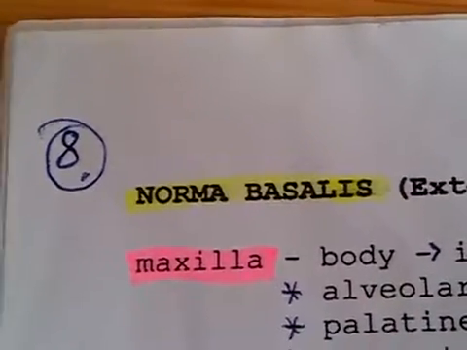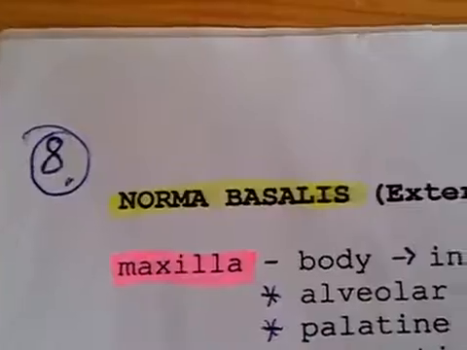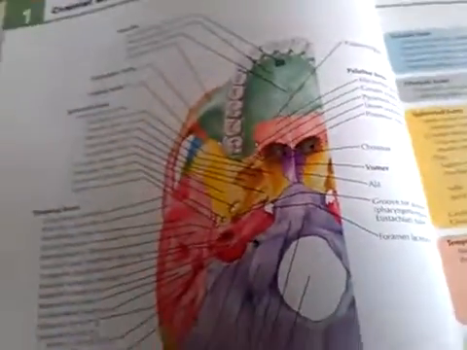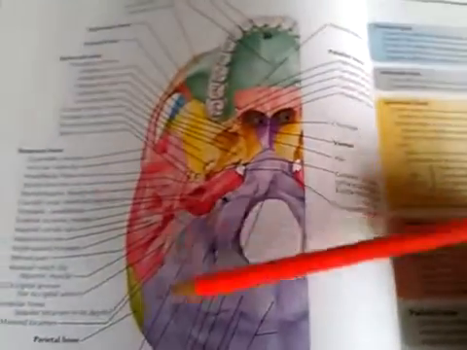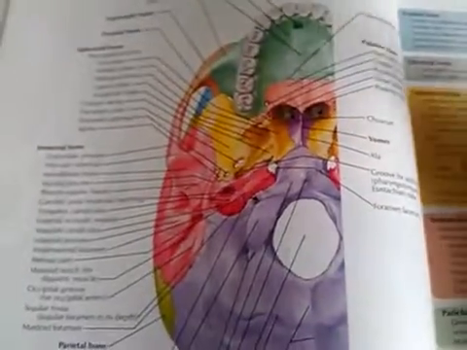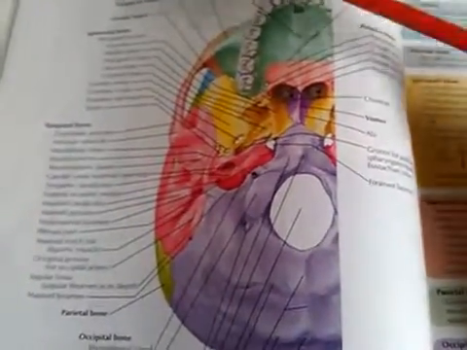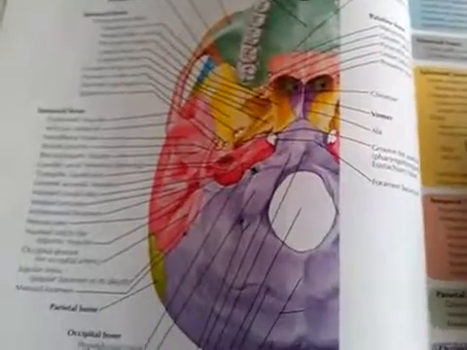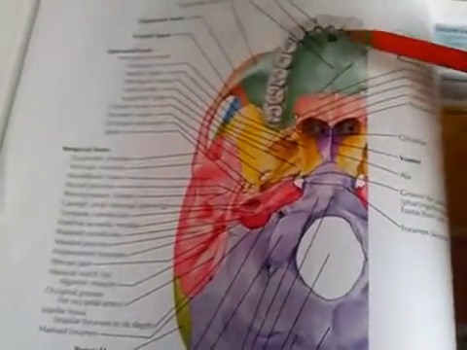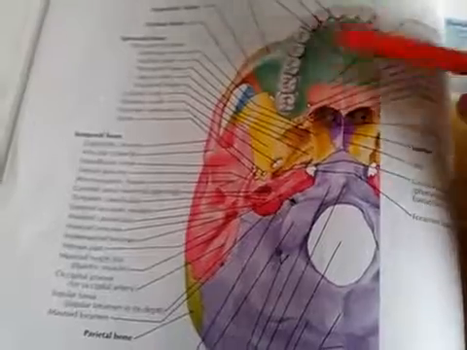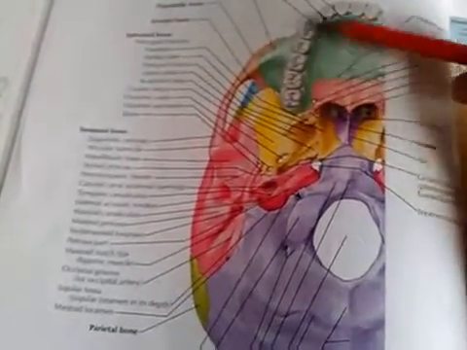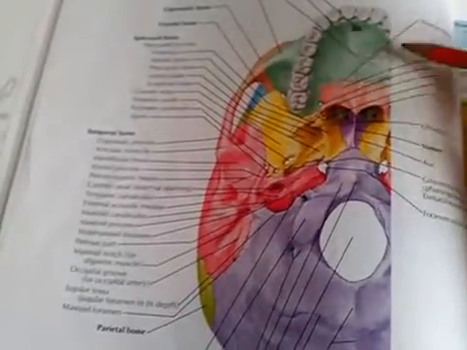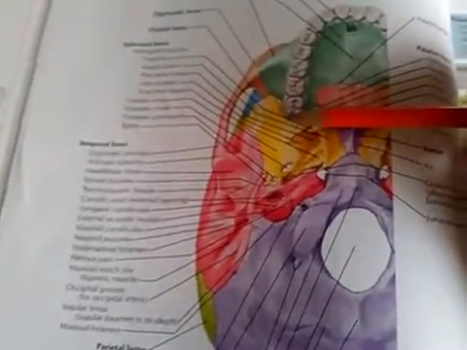Question 8. Norma basalis, external surface of cranial base. Here you have the external surface of cranium. So I will describe what we can see on the external surface. Firstly, the maxillary bone. We have zygomatic process, alveolar process, palatine process, and infratemporal surface of bone.